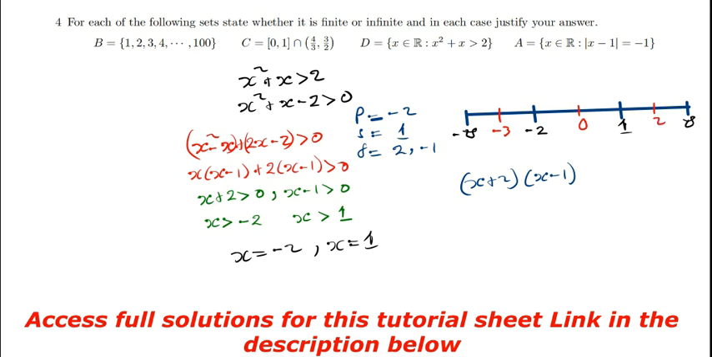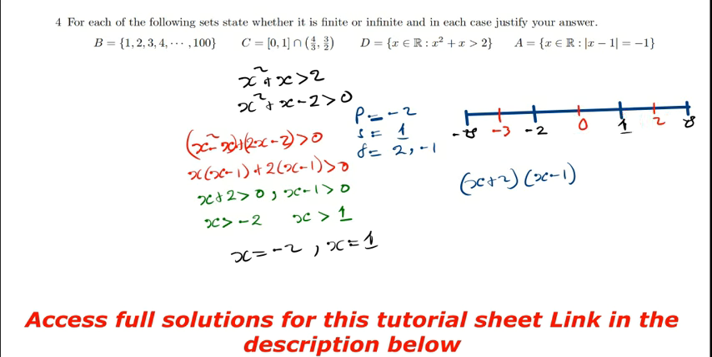Here, you pick any number to the left hand side as well as to the right hand side of the critical point. You can see that we only got two critical points, negative 2 and 1. So you pick a number less than that critical point and also a number greater than that critical point. Less than negative 2, we're going to have negative 3. Greater than negative 2, we have 0. Then less than 1, we have 0. Greater than 1, we are going to have 2.